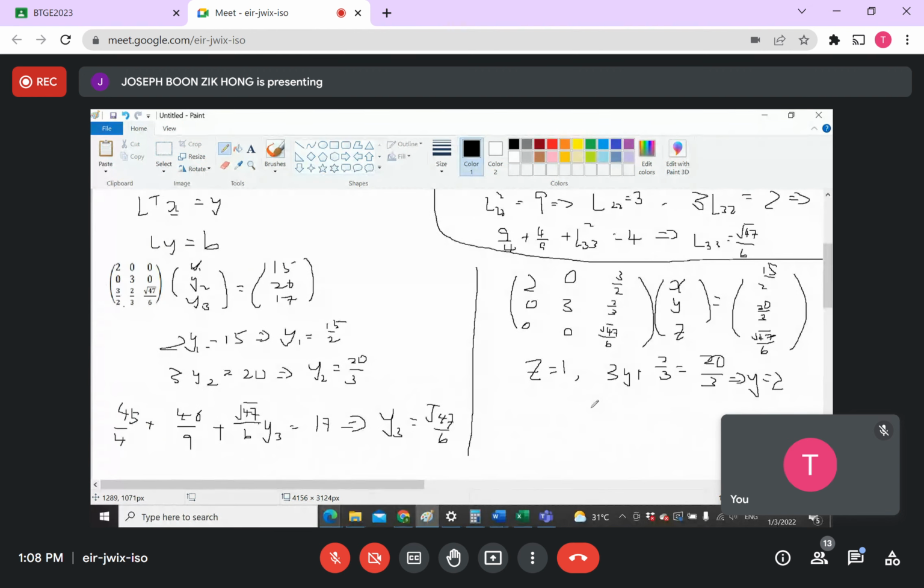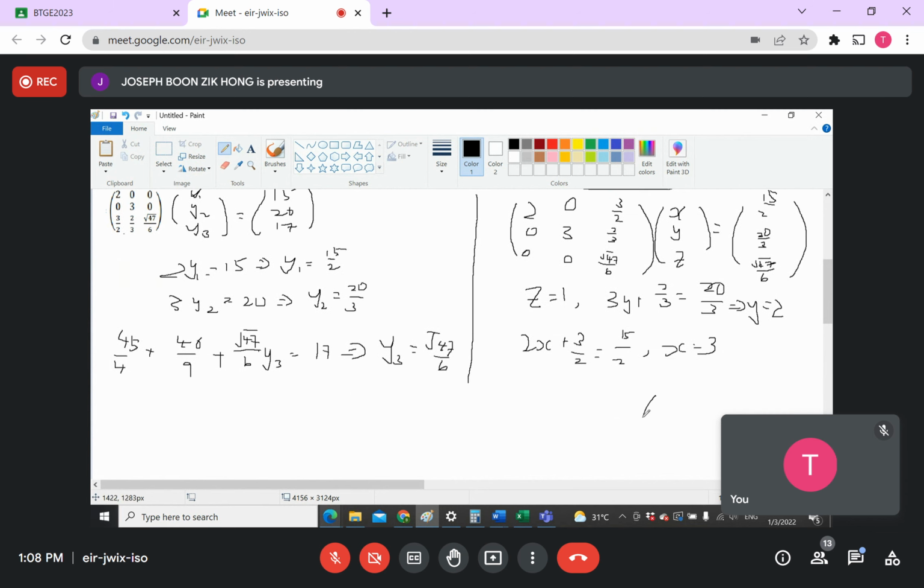And what is your x? Okay, so 2x plus 3 over 2z is equal to 15 over 2. So 6. So your x will be 3. So that means your answer will be 3, 2, and 1.